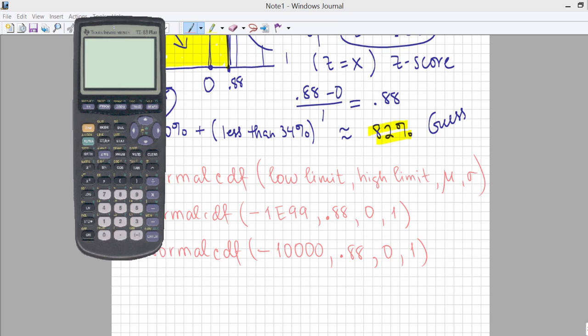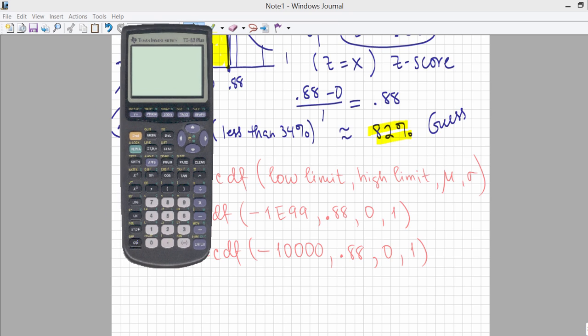Now you have your calculator. Let me turn that on. We're going to go to second, variables, and it's your second command. You do not want to use normalpdf. That one is used when we want to graph the normal curve. We don't want to graph it, we want to compute the area to the left. So now I'm going to plug in negative 10,000, up to 0.88. My mean is 0 and standard deviation is 1.